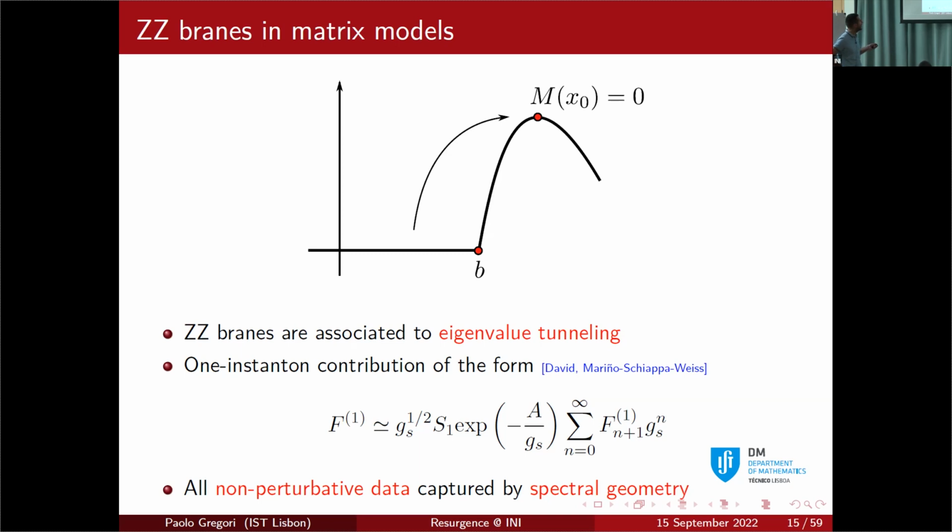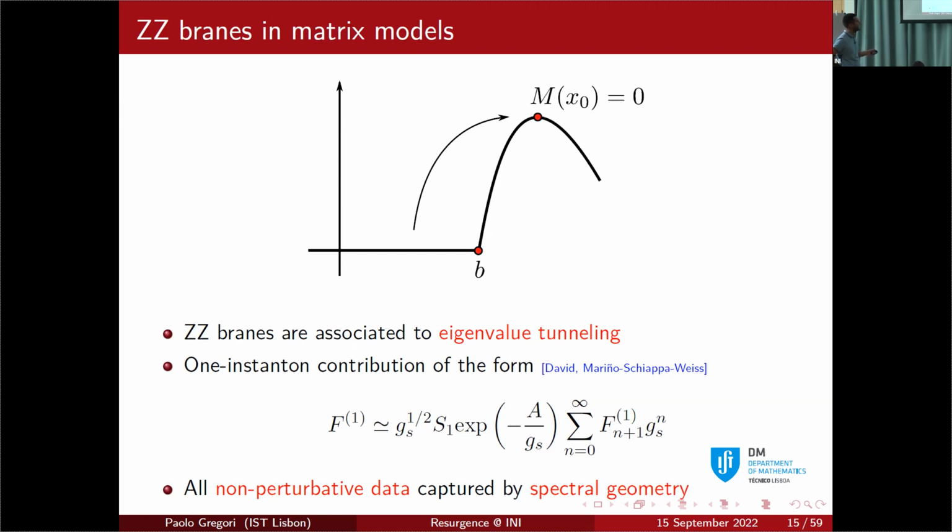So as I said, Max already gave you many details about this kind of contribution. We will be much more humble and just study for one saddle the one-instanton configuration, which takes this form that has been known for a long time. You see immediately that this is a non-perturbative contribution because you have this exponential of -A/gs. And then there is a perturbative series attached to it, of course, as usual.